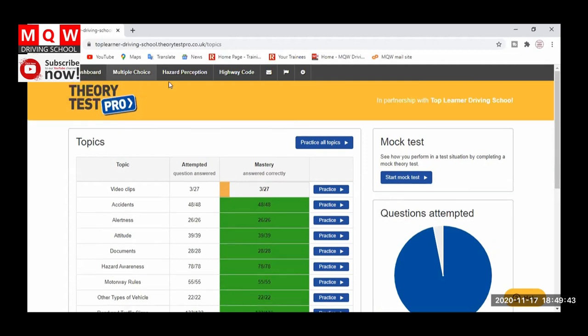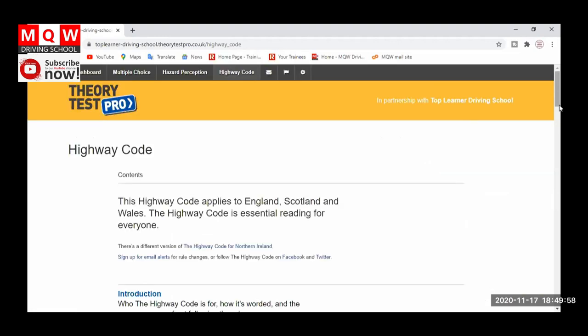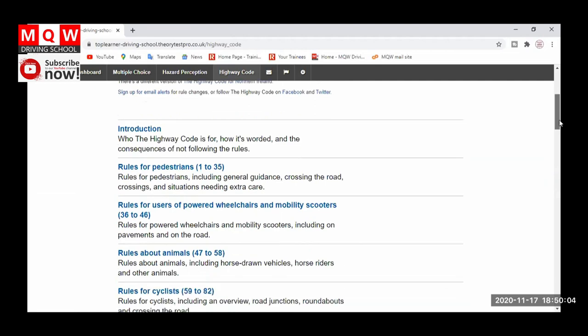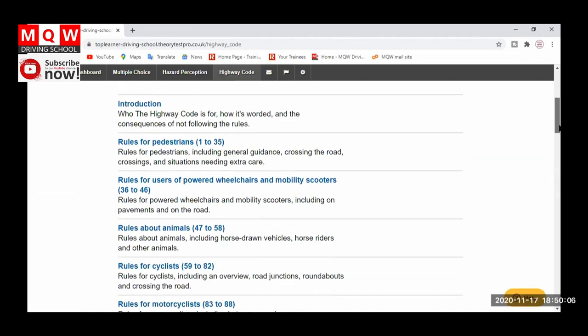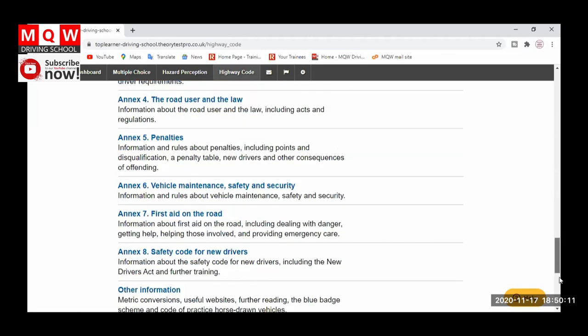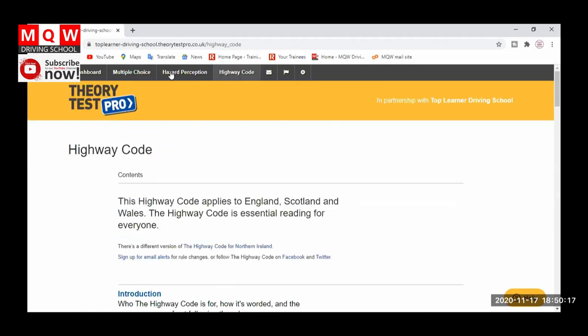Okay. Then if you look on the top again, can you see my hand cursor? Yeah. So this is a Highway Code book. You can read the book from here easily, separate, free. You don't need to find it anywhere. Introduction, rules, rule number 1 to 35, rule number 36 to 46. So this is all the book. Okay? But again, when you give the question answer, you get the chance to read the book from there.